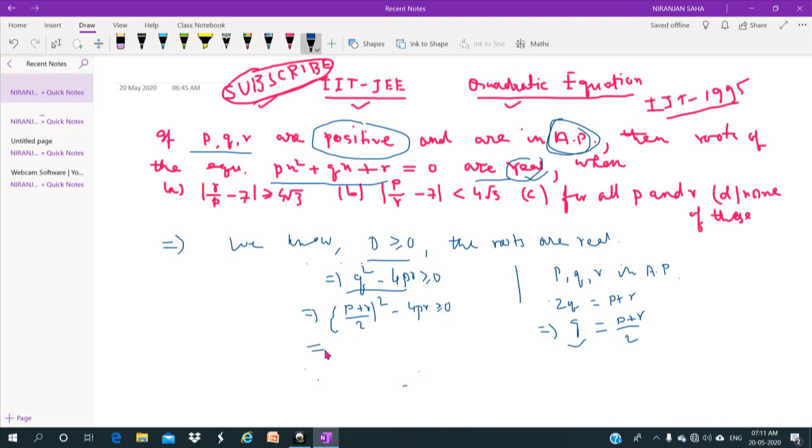Now, if we further do this, we can write down that it will be p plus r whole square, and if this will be in the denominator, this will be 4. So if we multiply with 4, then the equation will be 16 pr greater than equal to 0.